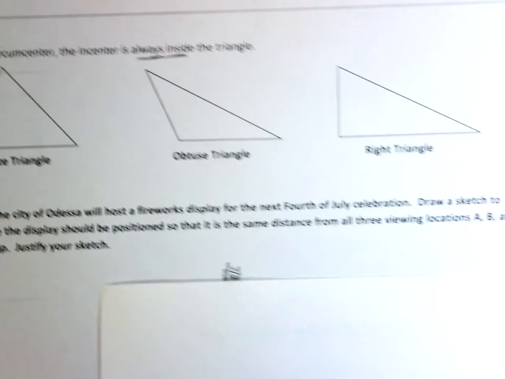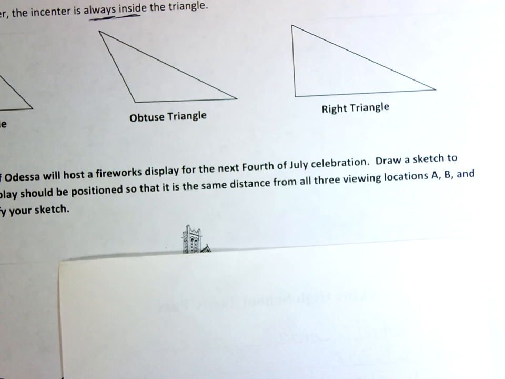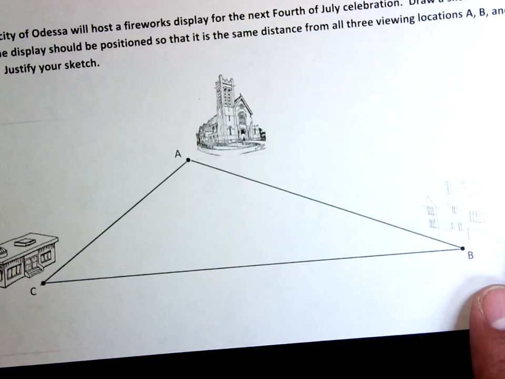City of Odessa will host a fireworks display for the next 4th of July celebration. Draw a sketch to show where the display could be positioned so that it is the same distance from all three viewing locations. Justify your sketch. Okay, I'll have you all work an example like this in class, but here's how we're going to do it.